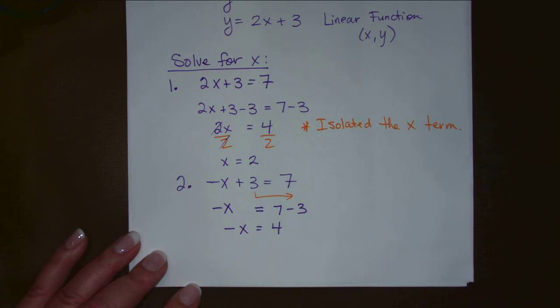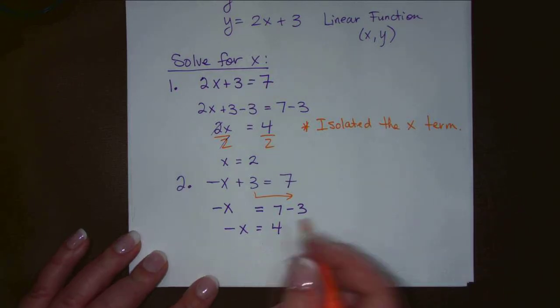Divide by negative 1, or multiply by negative 1, because that will also make the x positive, or there's a third option. Move the x to the other side and the 4 to... So there's actually 3 options, and I want you to sort of think about this.